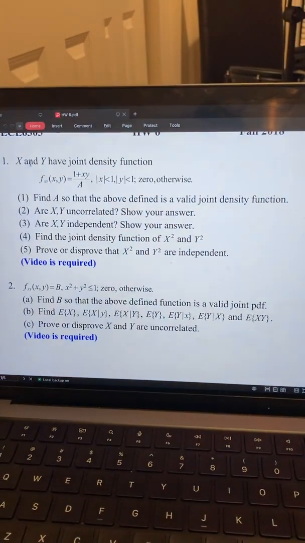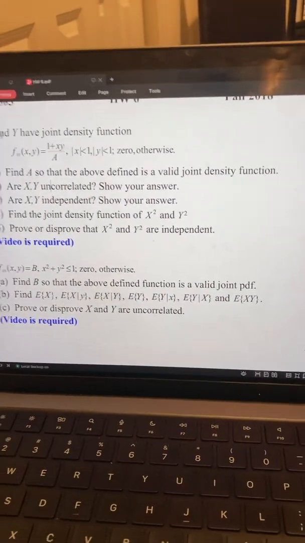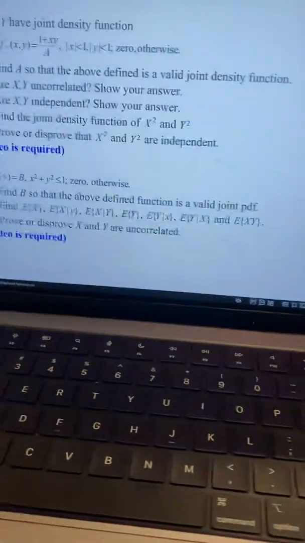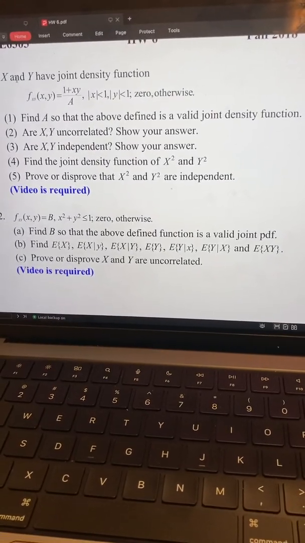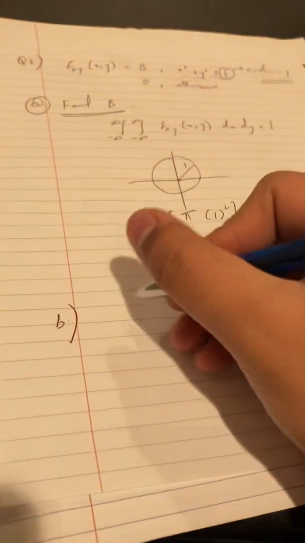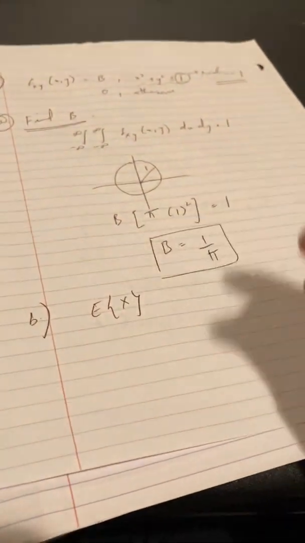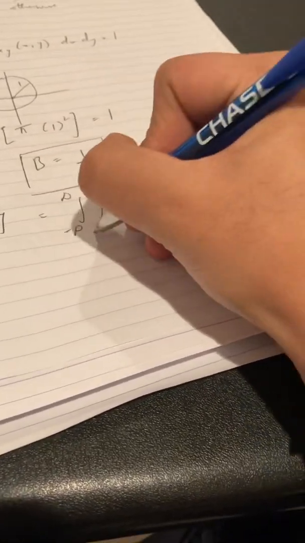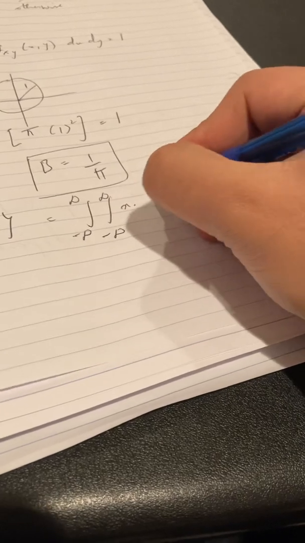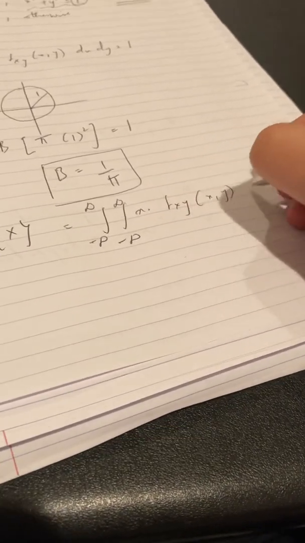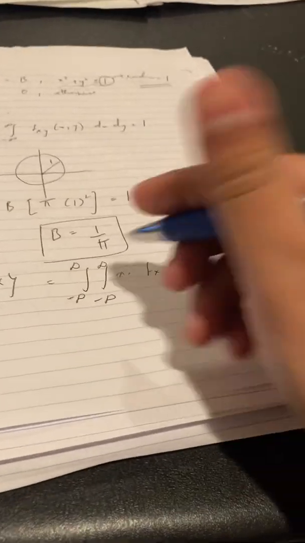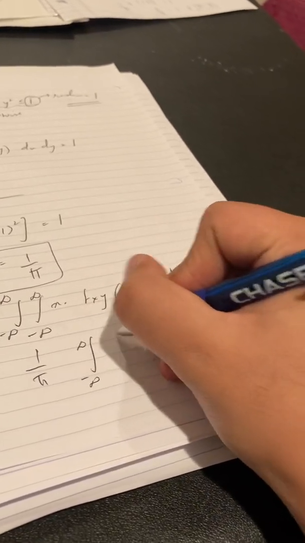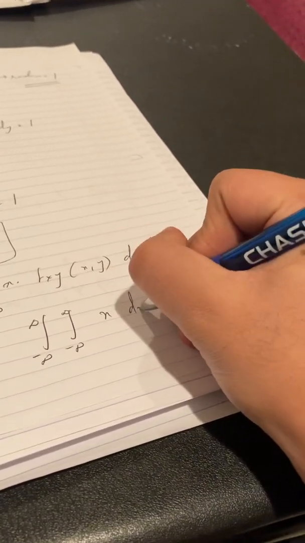So let us look at part B of question number 2. In part B, we have to calculate E of X given Y, and so on. For this, let us first calculate the value of E of X. This can be given as the double integral from minus infinity to infinity of x into f_XY(x, y) dx dy. So this can be written as 1 by pi, integral from minus infinity to infinity, integral from minus infinity to infinity, x dx dy.